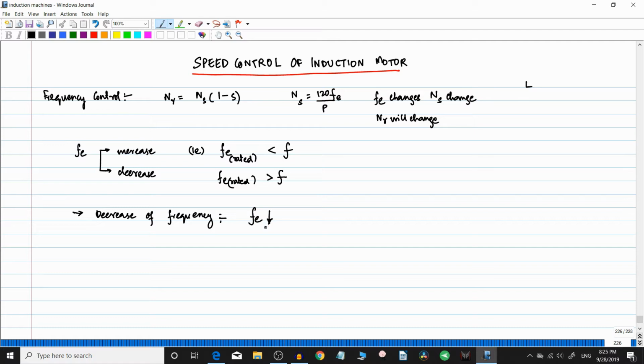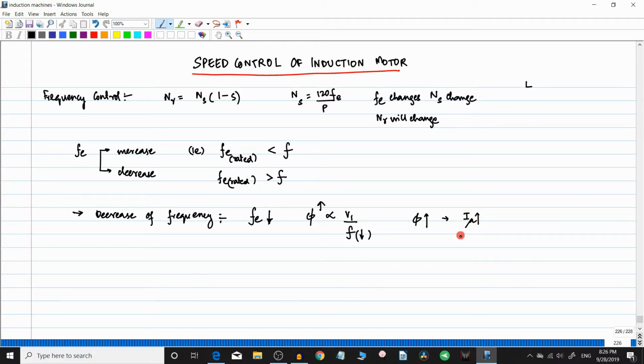Now you know there is a simple expression: the flux is proportional to V1 by F. Right, from transformers we have seen these expressions. So what happens if F decreases? If the F value decreases, the flux value rises. And if the flux value is rising, what does it mean? It means that I mu is increasing.